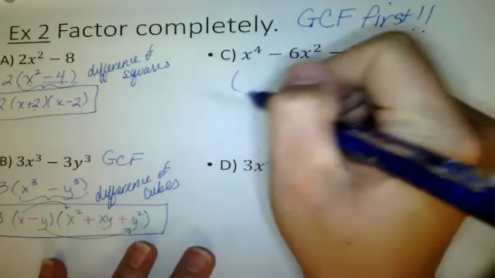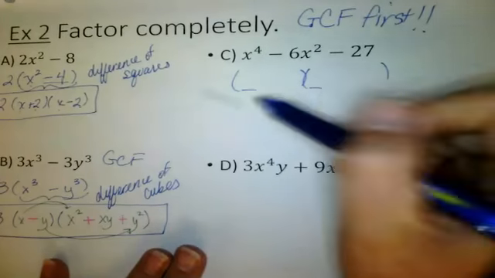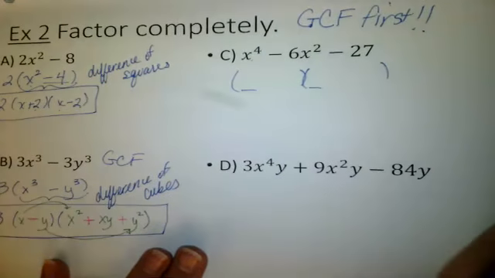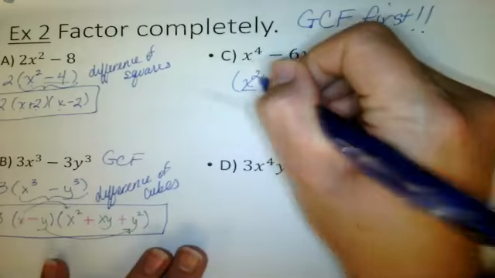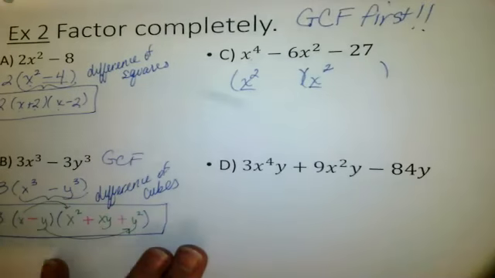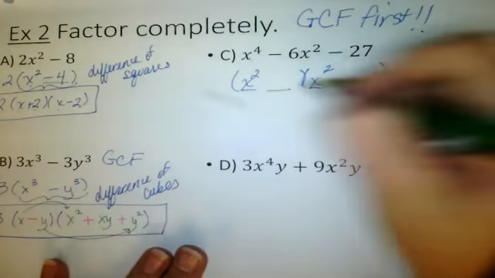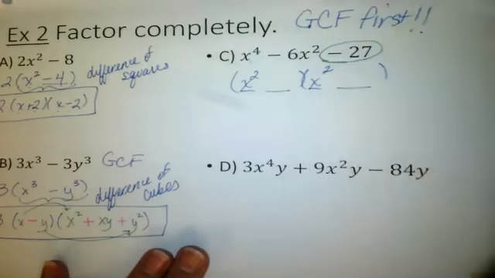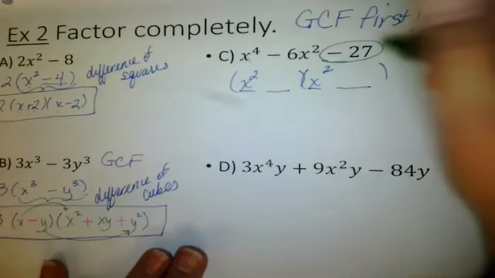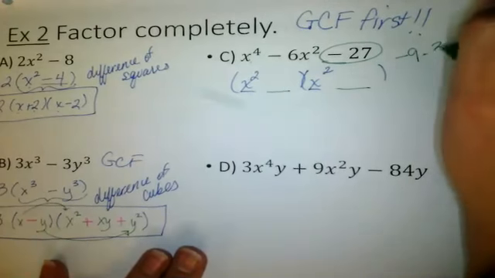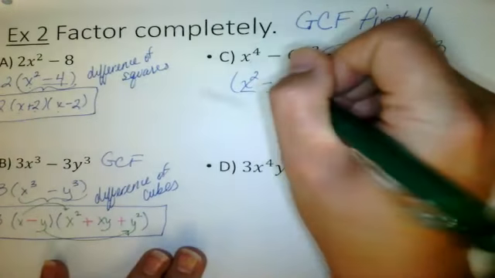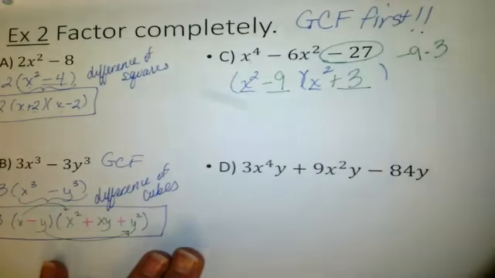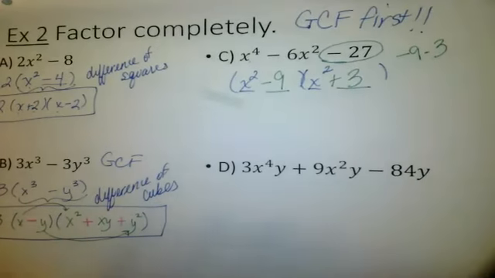Same pattern as I initially taught you that first day. What times what is x to the fourth? X squared times x squared. And then last times last has to be negative 27. What times what is negative 27? Negative 9 and positive 3. You guys are really good. Negative 9 and positive 3. Okay. Are we done?